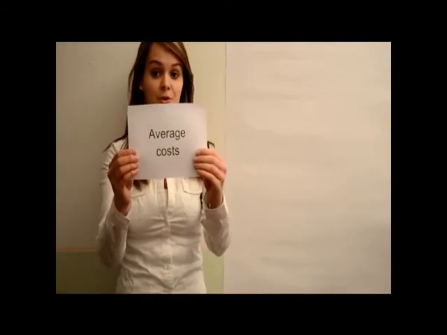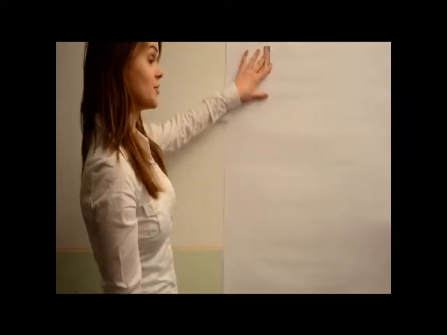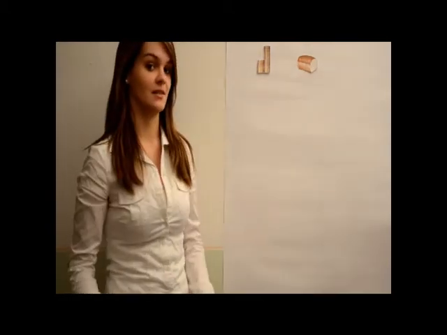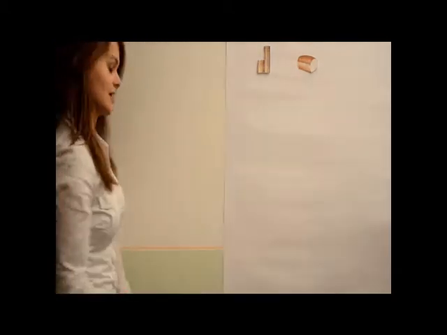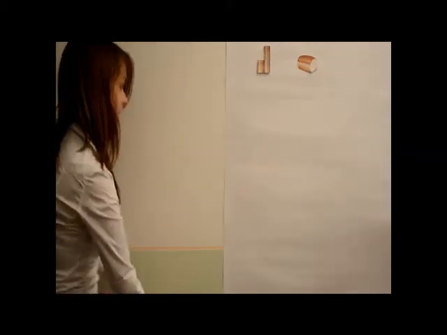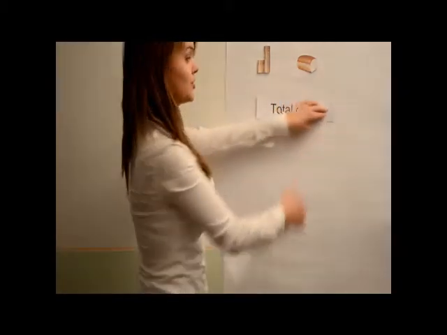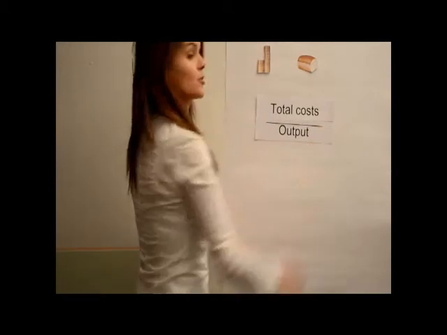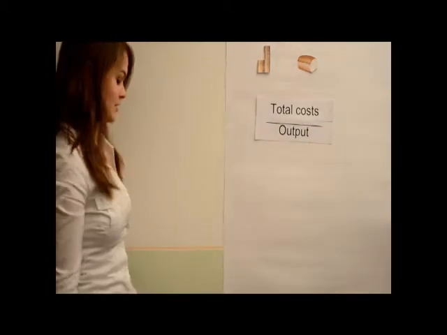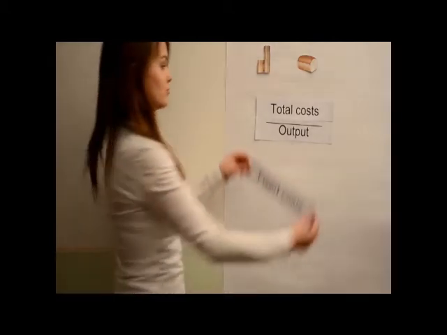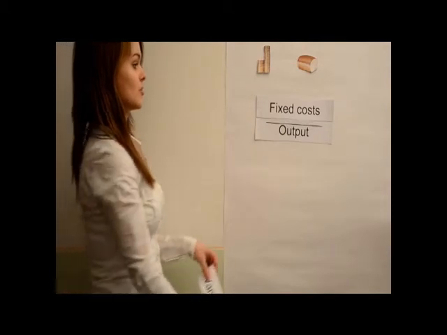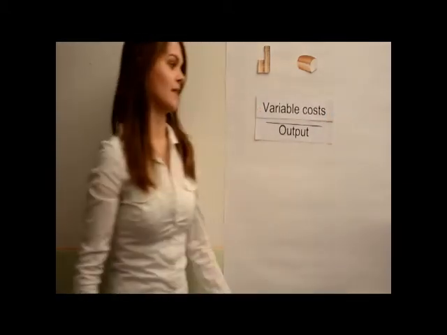Next, the average cost. The average cost is the cost per unit. So, how many euros the bakery has to pay for every cake. The formula is easy. There are 3 different types. Either you want to have the total costs per unit, so you take the total costs and divide it by the output. Or you want to have the fixed costs per unit, so you take the fixed costs as a dividend. Or the variable costs. So, variable costs divided by the output.